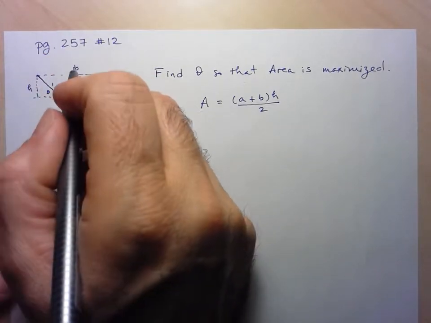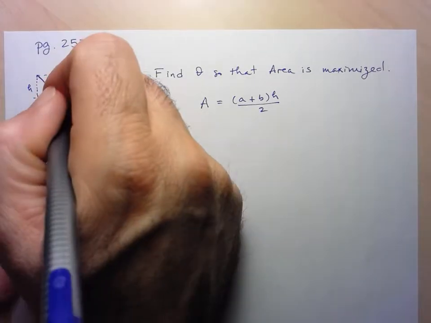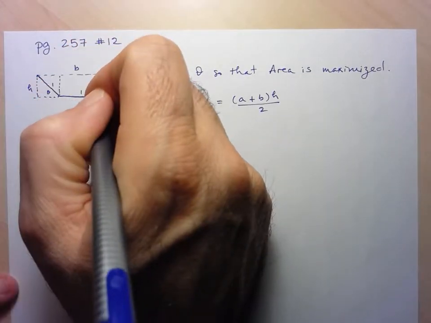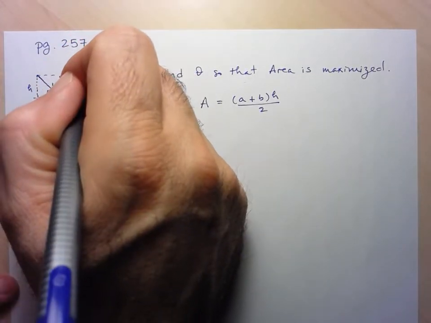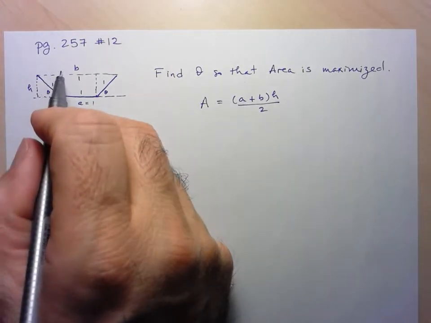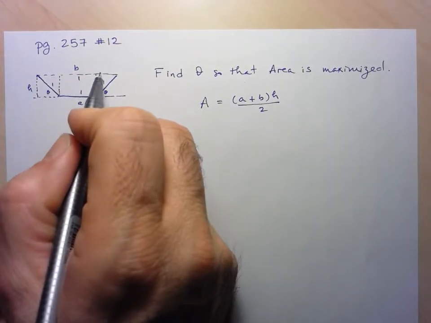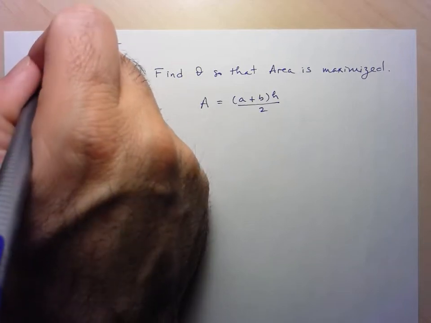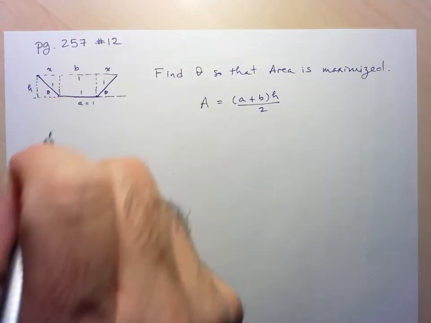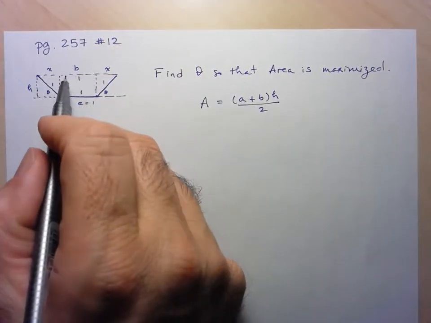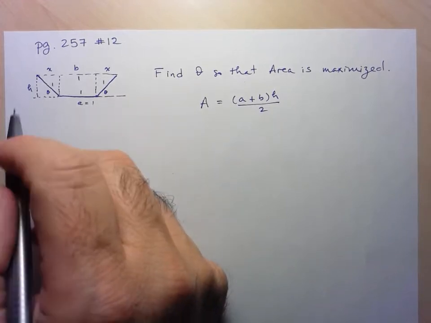If we take a look at B, this side here, you notice if I just draw these heights all the way up, that's also equal to 1. So we just have to determine the lengths of these two sides. Let's call that x, and that'll also be x. So essentially B is just going to be 1 plus 2x. And then we have the height.